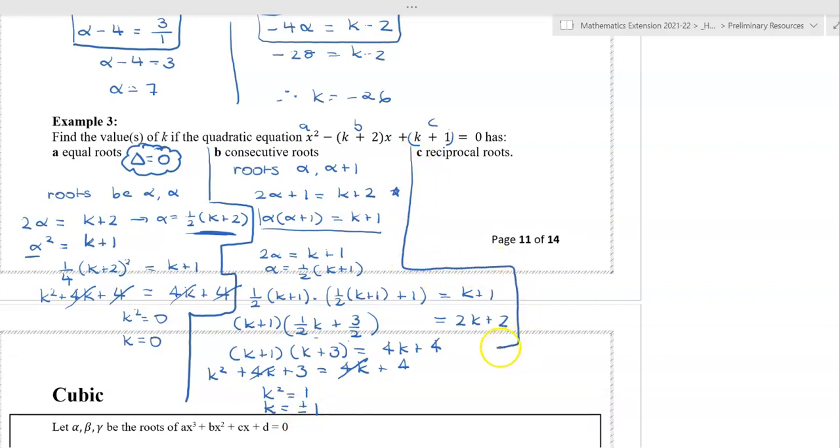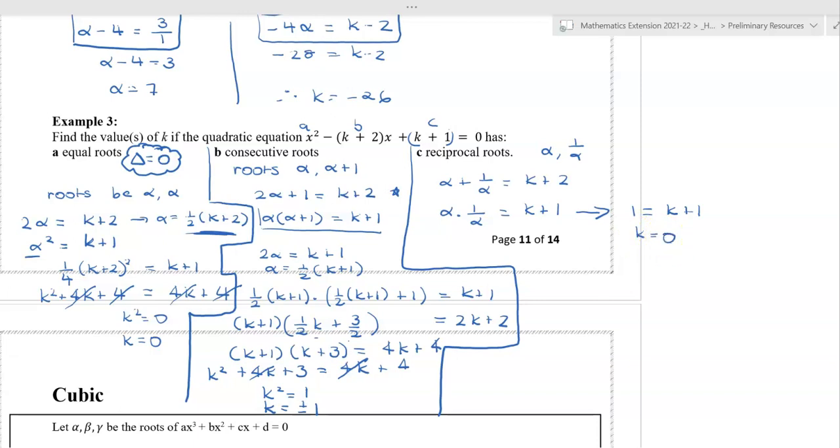Okay, last one. This is actually a really common question. Reciprocal roots. So we're going to let our roots be alpha and 1 on alpha. Okay, so the sum of the roots, alpha plus 1 on alpha, is k plus 2. And the product of the roots, alpha times 1 on alpha, will equal k plus 1. So you notice I've just sort of blindly written both steps, but I can see that this is the only step I need because the alphas will cancel. And I'll get k equals 0 again.